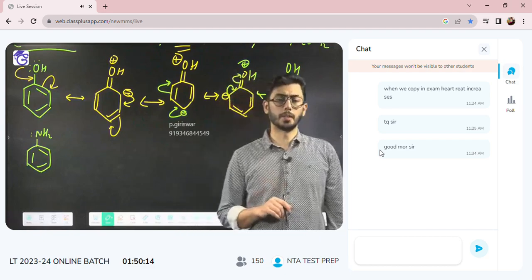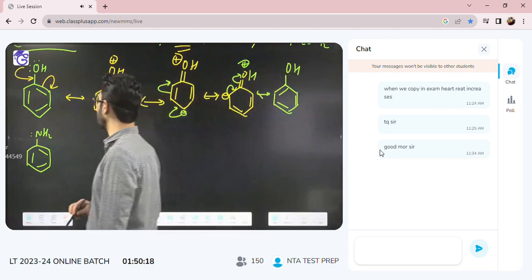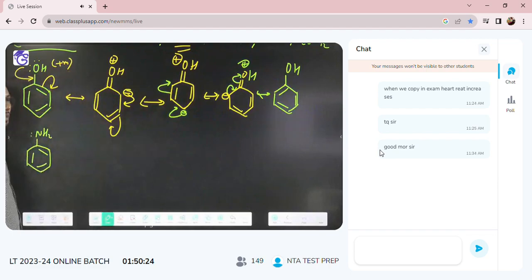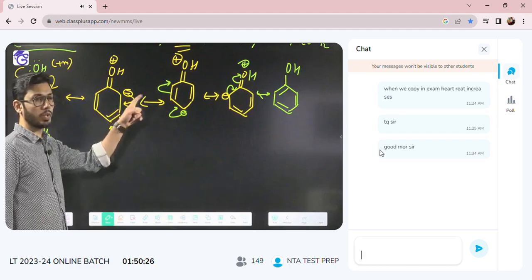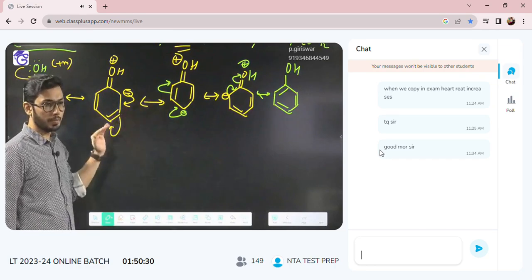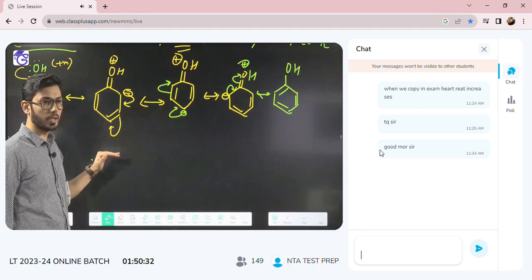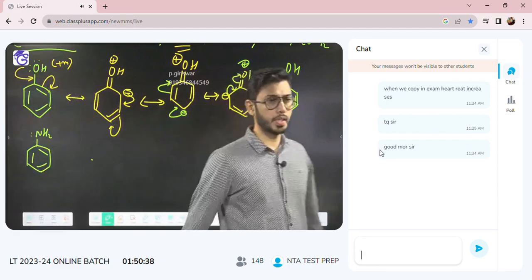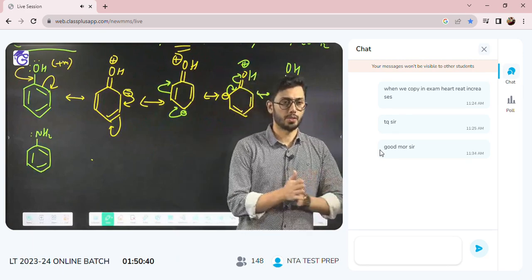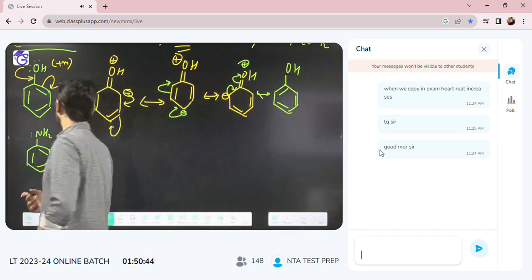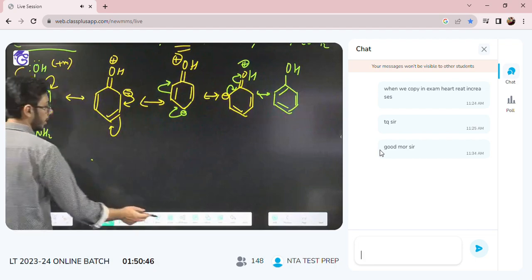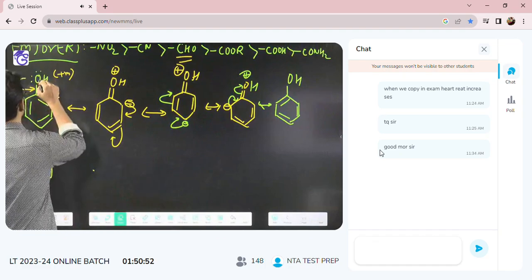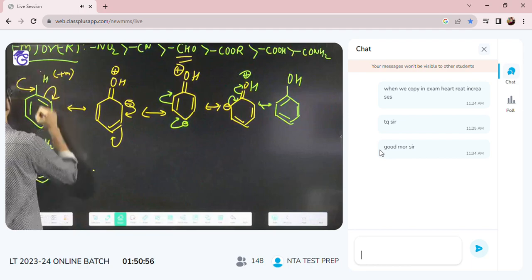You can observe one thing: in the first example a plus M group was present, and its effect on the benzene is that negative charge is there on ortho and para positions. It means a plus M group increases the electron density at which positions? Ortho and para. Meta is not affected by the plus M effect of OH. Okay? Phenol example written. Phenol example is completed. Very good.